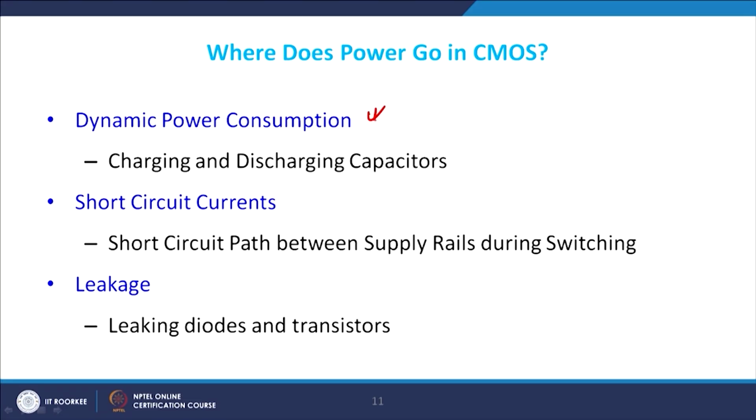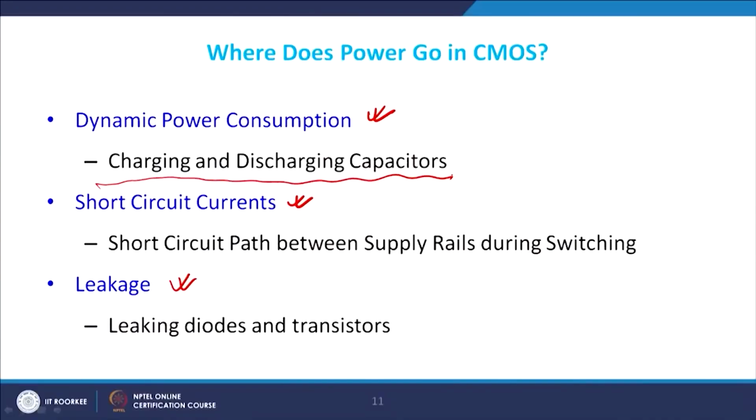So, you have dynamic power, we have short circuit and we have leakage, right. Dynamic, as the name suggests, is not fixed, but keeps changing with respect to time, which means that the charging and discharging of the capacitor of the design is defined as the dynamic power consumption.